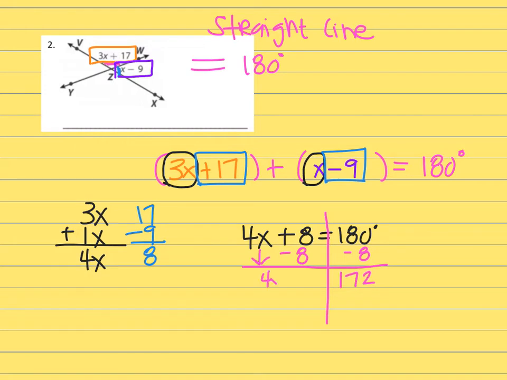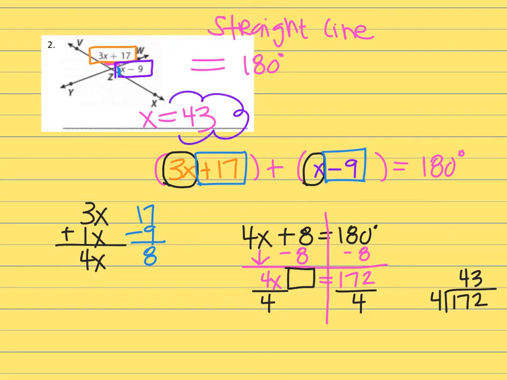Bring down my 4x. 4 times something, if you know what it is, awesome. 4 times something is 172, but if you don't, your last step is divide. 4 divided into 172 is 43. So I would come up here on my answer line and say the value of x is 43. And that would be my final answer.